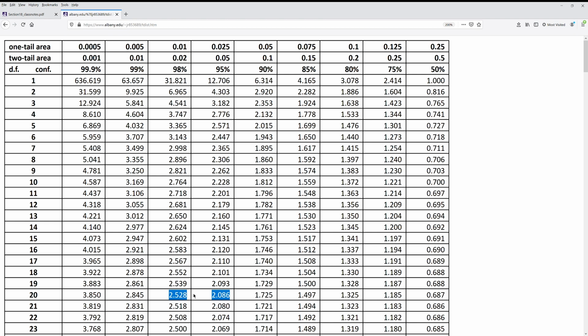So the corresponding one-tail p-value, just go all the way up.